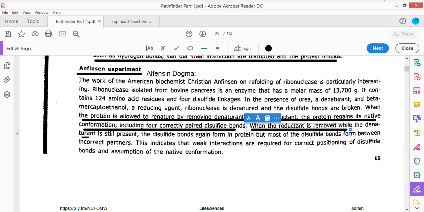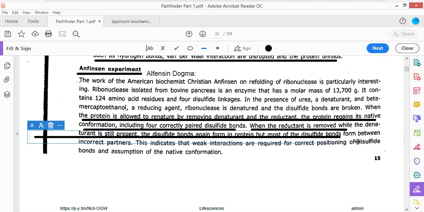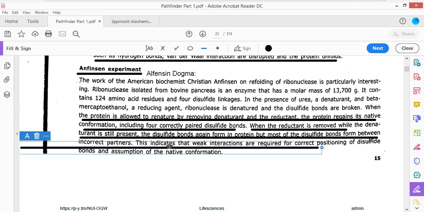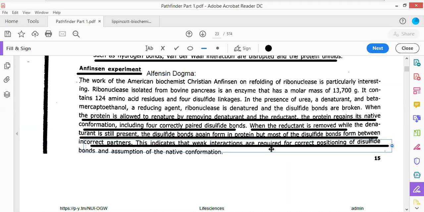While the denaturant is still present, the disulfide bonds again form in the protein, but most of the disulfide bonds which are being formed are incorrectly paired. Those disulfide bonds are not correctly paired. They are not present in a particular direction or in a particular orientation.